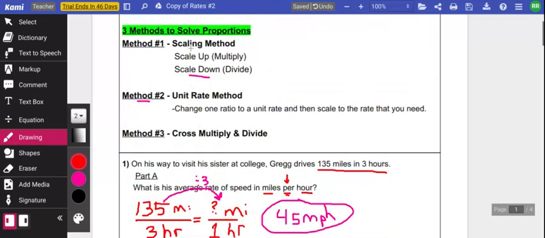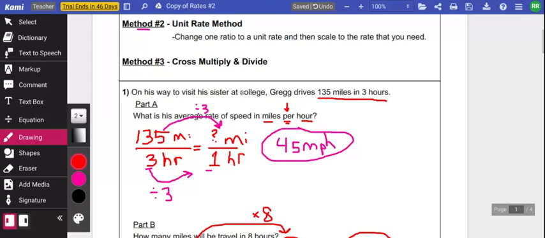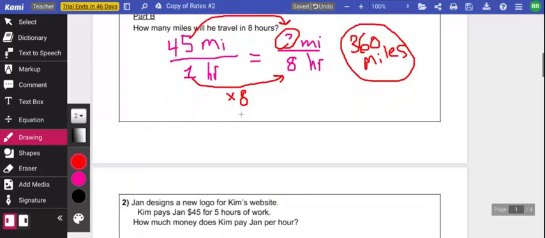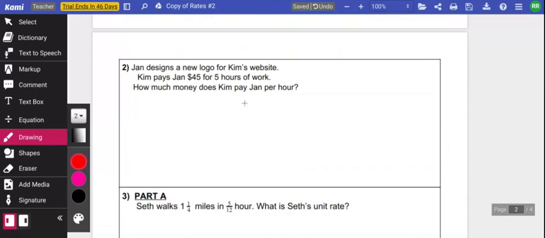So we talked about the scaling method, talked about the unit rate method. Here in number 2, we'll talk about cross multiply and divide. So it says Jan designs a new logo for Kim's website.